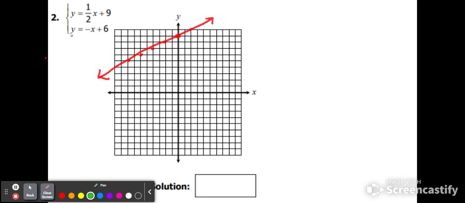Okay, let's take a look at this one. y equals mx plus b again. So this one is very kind to you. So -1 for your slope and 6 is your intercept. 1, 2, 3, 4, 5, and 6. This is going to be a negative slope, so it's going to be going down. So down 1 and over this direction.